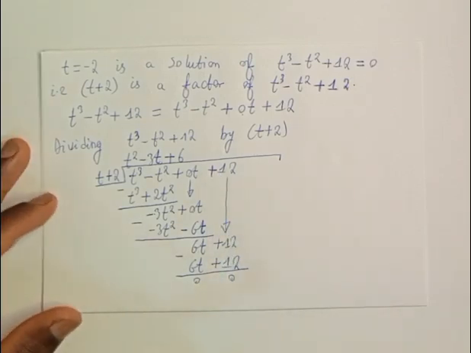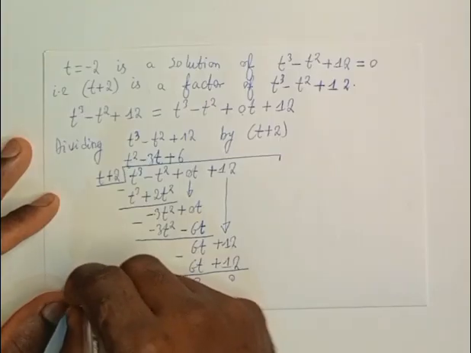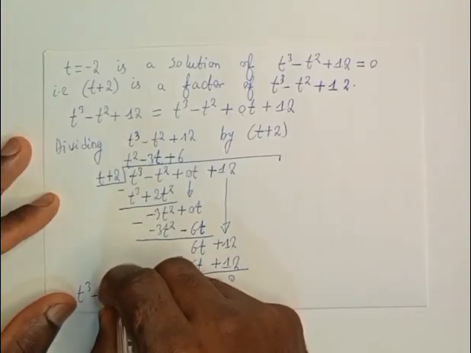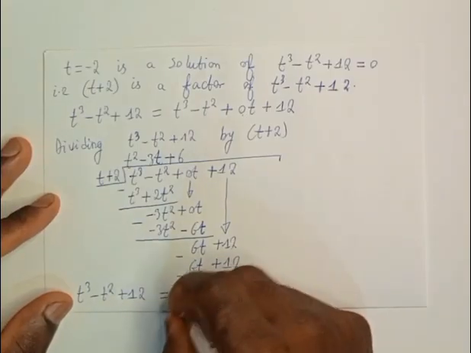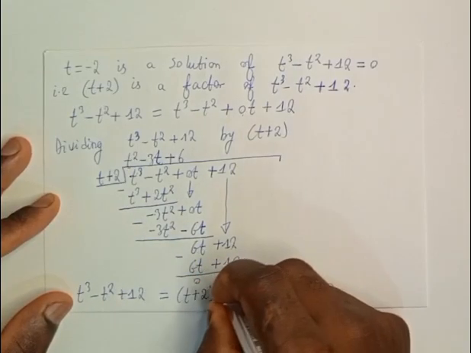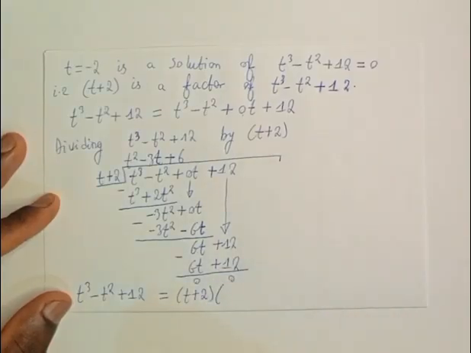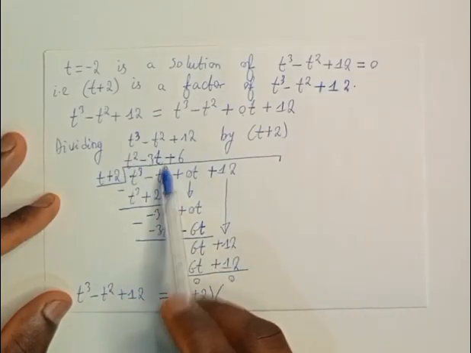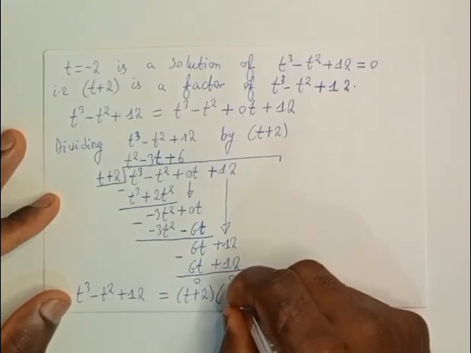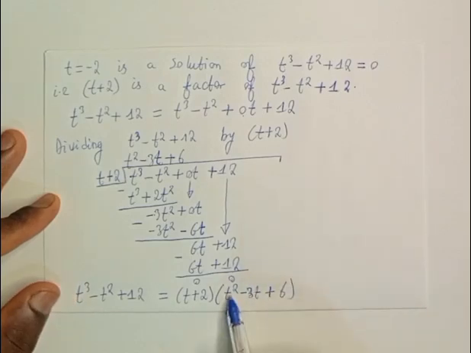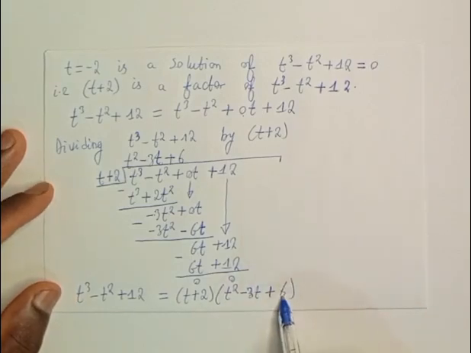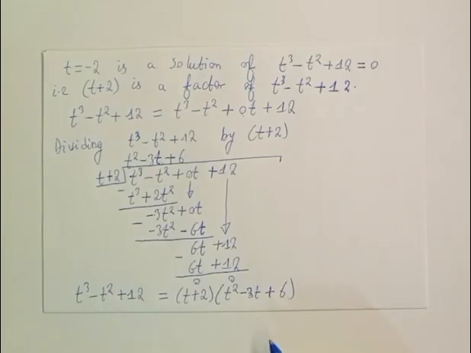It simply means if we take the polynomial t cubed minus t squared plus 12, expressing it as a product of its factors, this will give us t plus 2, which is a divisor, times the quotient, which is t squared minus 3t plus 6. You can see that t squared minus 3t plus 6 is quadratic. Next, we have to factorize t squared minus 3t plus 6.